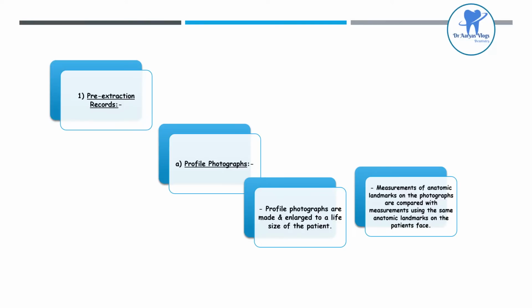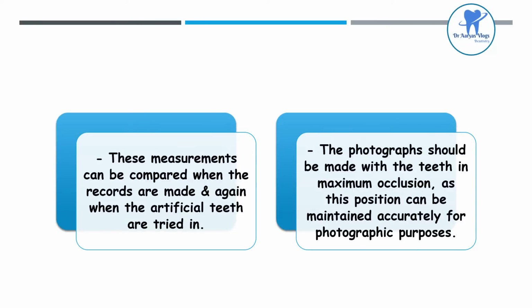So the methods are pre-extraction records, that is the profile photographs. Their profile photographs are made and they are enlarged to a life size of a patient. And the measurements of anatomic landmarks on the photographs are compared with the measurements using the same anatomic landmarks on the patient's face. And these measurements can be compared when the records are made and again when the artificial teeth are tried in. And the photographs should be made with the teeth in maximum occlusion, as this position can be maintained accurately for the photographic purposes.